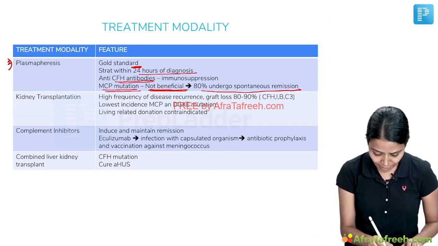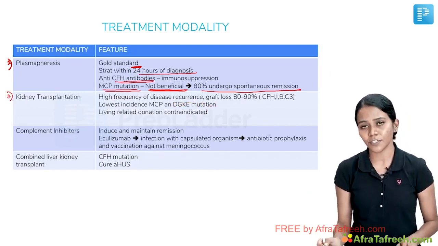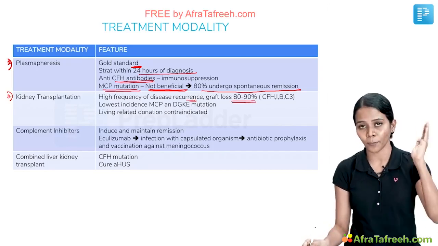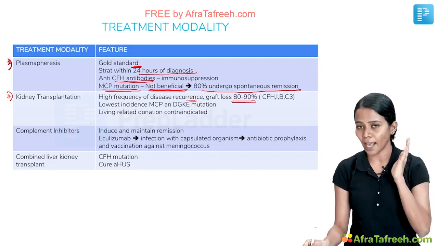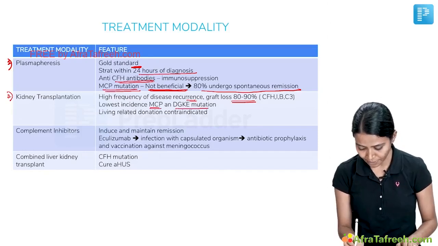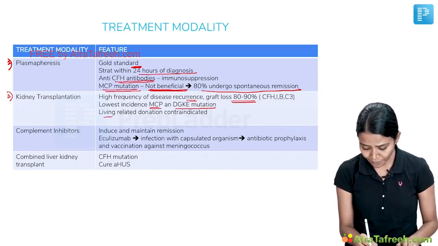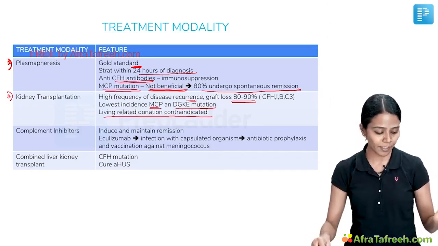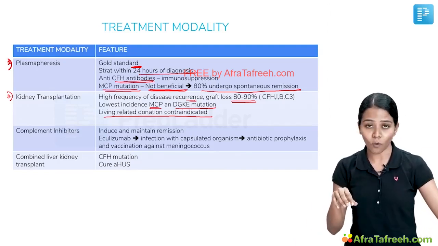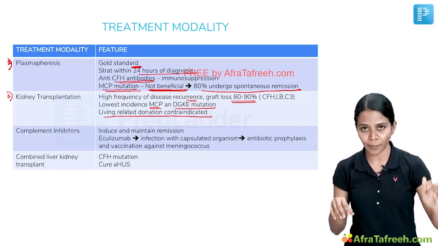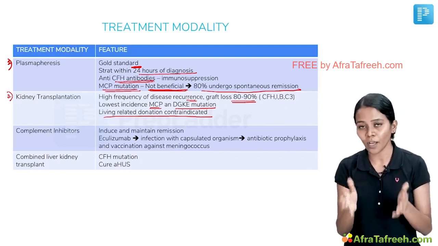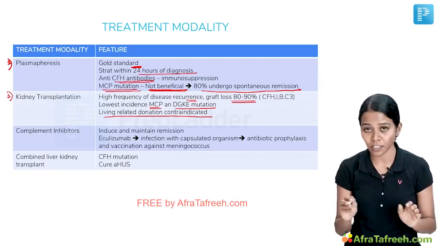Okay. Now second is kidney transplantation. In kidney transplantation, a high frequency of recurrence is seen with graft loss in 80 to 90%, especially in complement factor H, I, factor B and C3 mutations. Okay. Lowest incidence is seen in membrane cofactor protein and diacylglycerol kinase mutation. Okay. Live related donation is contraindicated. That is, any related person like mother or sibling should not donate, because these are mutations. The relative also might be carrying the mutation, and the moment nephrectomy is done, that trigger itself can precipitate HUS in the donor. So we cannot allow this to happen. So live related donation is contraindicated.